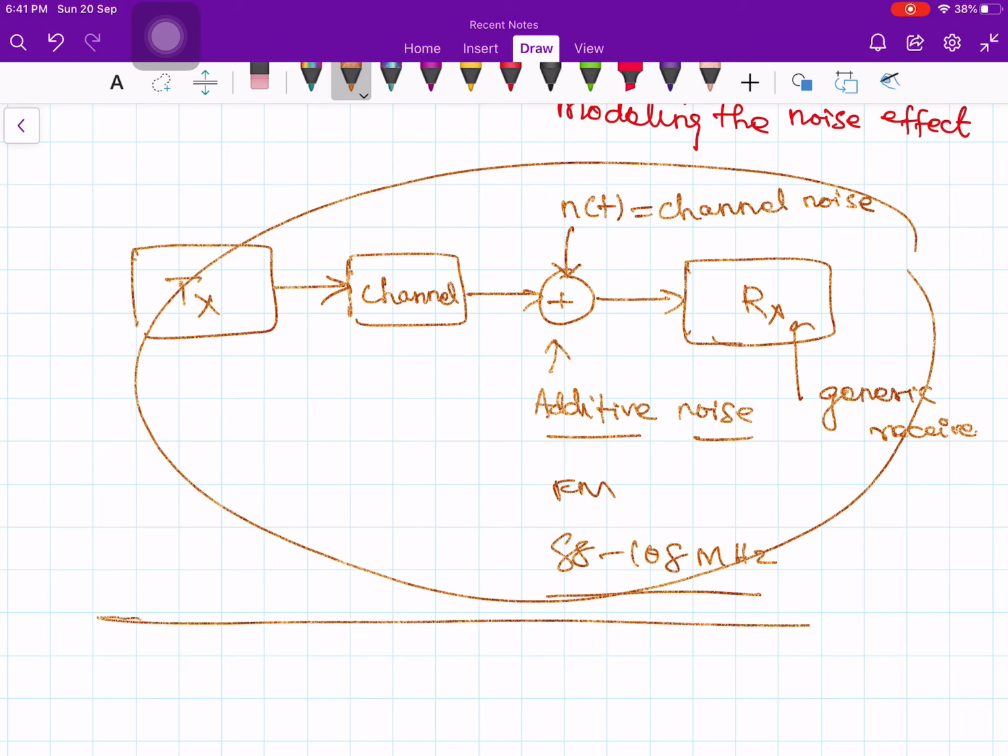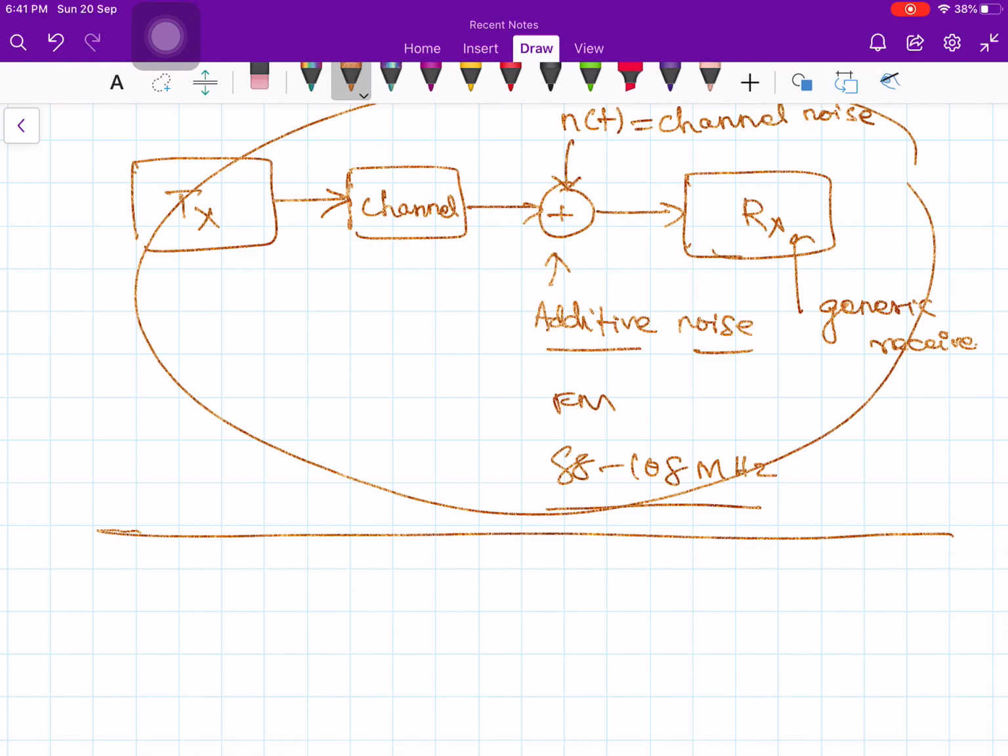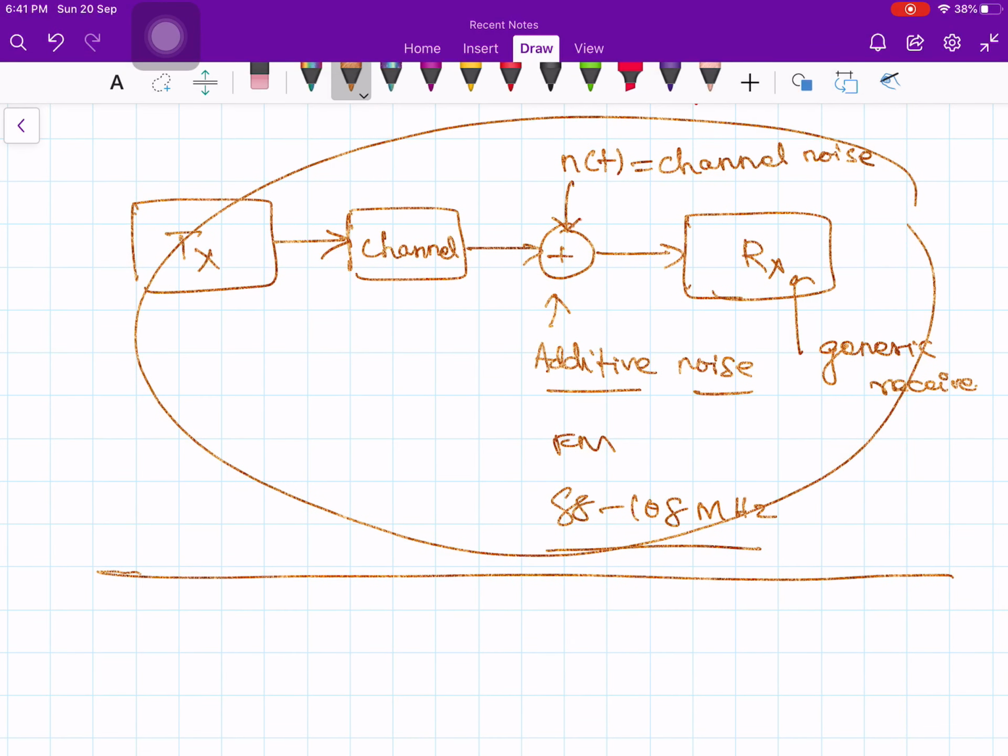Now let us introduce some parameters. The transmitter output has some power, and that power, let me denote by capital S suffix capital T, transmitter power. Because our performance will be in terms of signal to noise ratio, signal power divided by the noise power, finally at the output of the system. So that is why we need to know the transmitter power. S suffix T is the amount of power that is being transmitted by the transmitter.